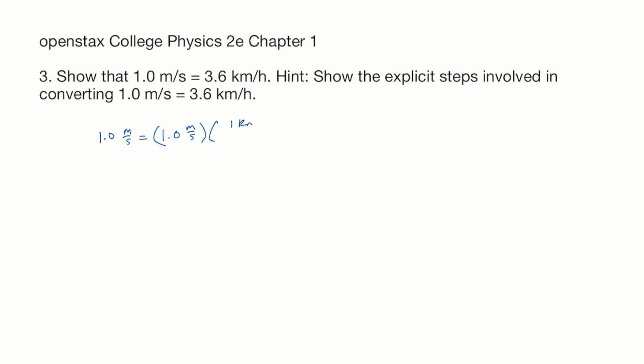In 1 kilometer, there are 1,000 meters, and there are 3,600 seconds in 1 hour. And this is the 3.6 kilometers per hour. And that is what we needed to show.